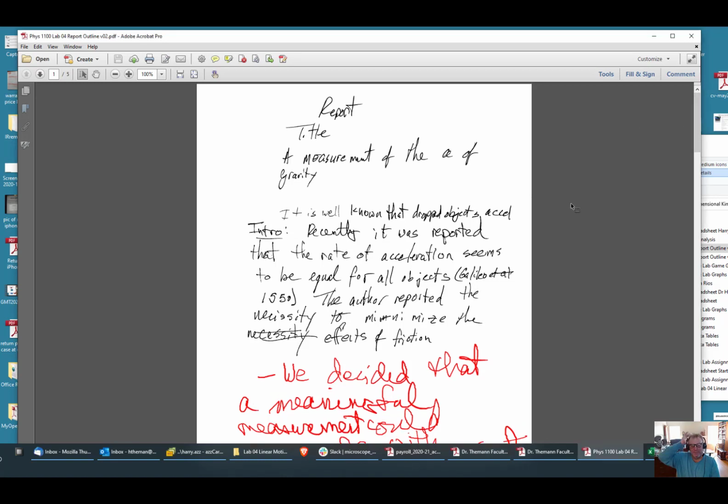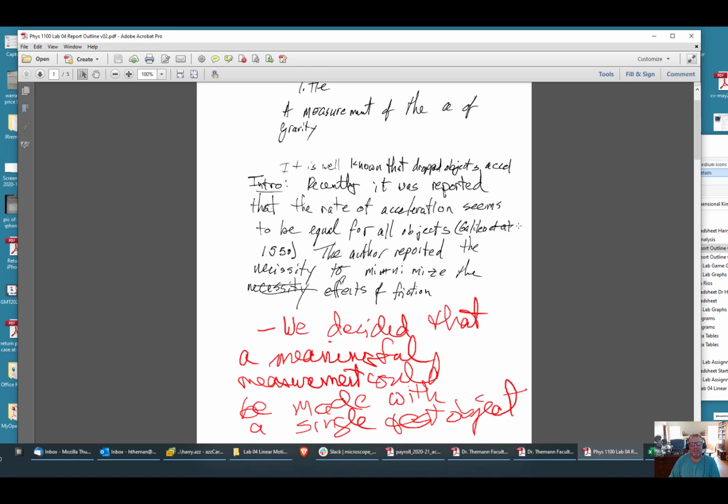So I wanted to go over this lab report outline with you. Sorry it's taken so long. So, anyways, we'll say something like a measurement of the acceleration of gravity. This is older papers usually. It's interesting the way they use their language, and this is perfectly fine, I think, even today. So I wrote up this kind of intro.